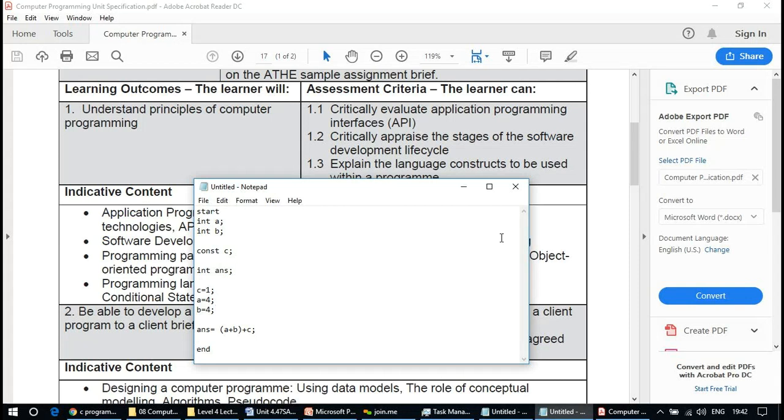Which part do you want me to explain? It's just that const C. I'm not entirely sure where that fits in. I get the other bits. The const C, which is the third line down. Yeah, that bit there.